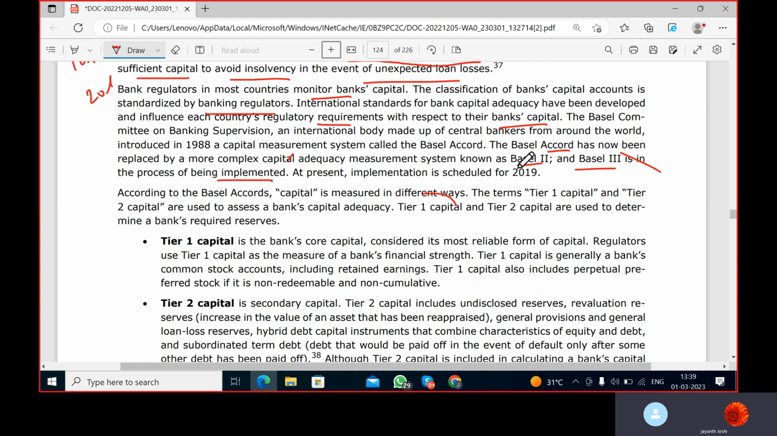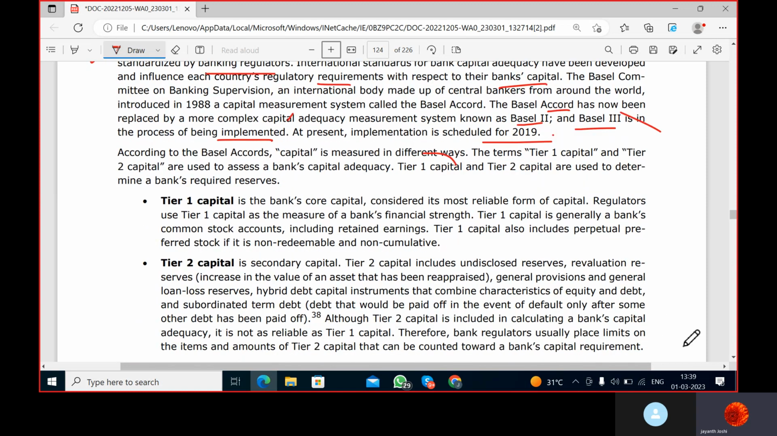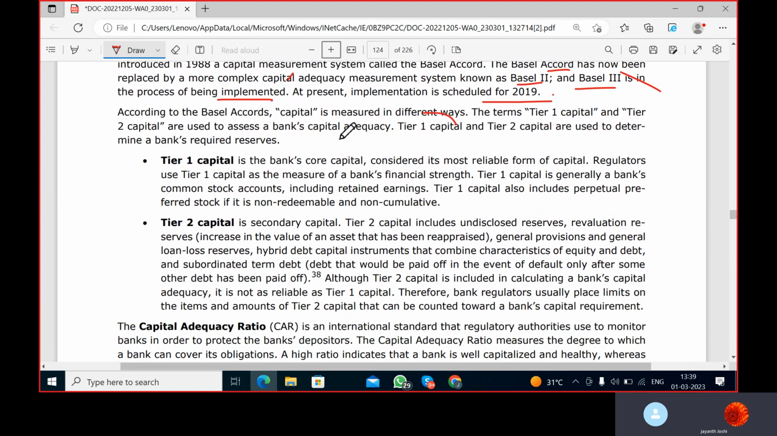At present, implementation is scheduled for 2019. So I think the book has not updated that. But 2020 was the pandemic year, and that year many things got disrupted. So I think they are still yet to implement these Basel 3 norms.